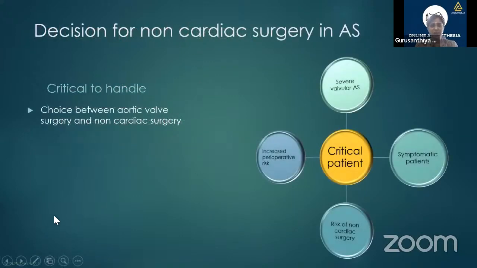In case of AS, it becomes very tricky for us to handle between an aortic valve and non-cardiac surgery. If the patient is symptomatic, you try to mitigate and postpone the elective surgery if it is possible. If it is severe valvular AS and the risk of non-cardiac surgery is low, then the perioperative risk may be low. If the risk of non-cardiac surgery is intermediate or high, then the patient is going to have a very increased risk in the perioperative period.